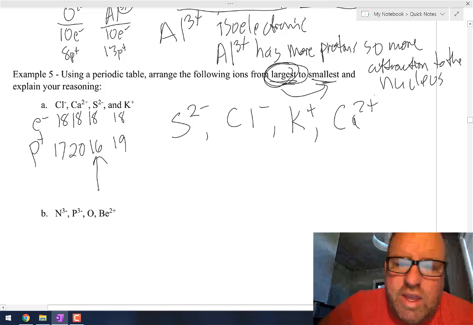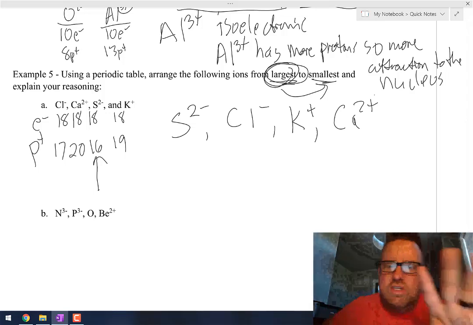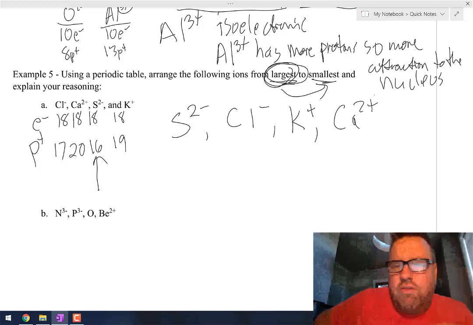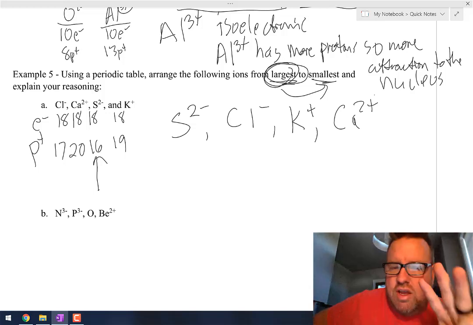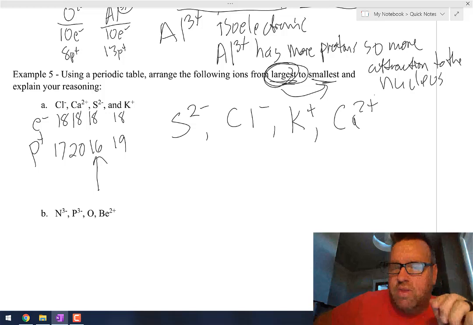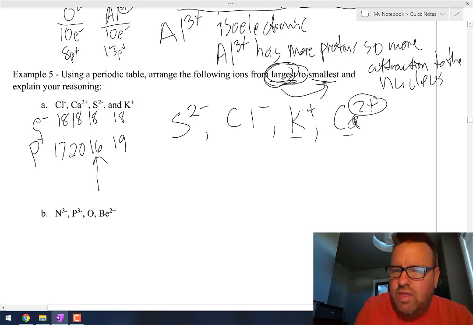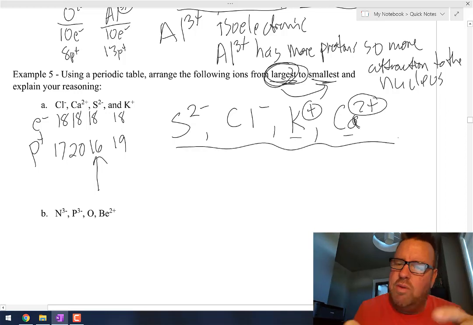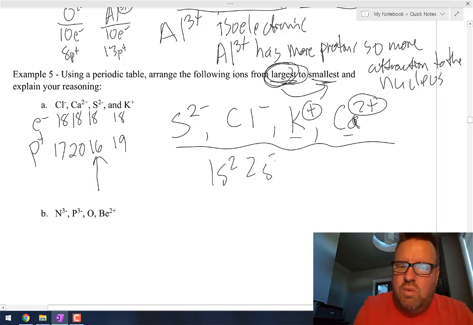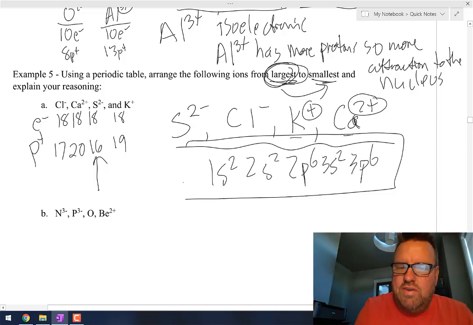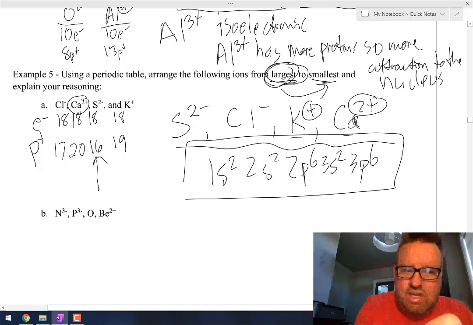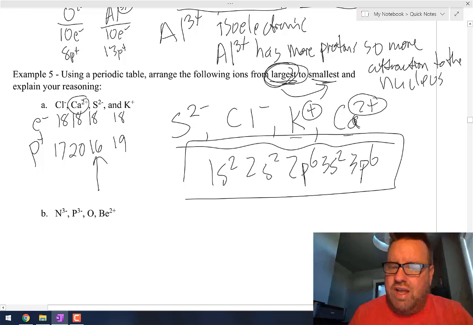Now, here's where you have to be really careful, because you think, well, wait a minute. Calcium has electrons in the 4s subshell, but sulfur and chlorine only have electrons in the third shell, the 3p subshell. How can calcium be smaller? Calcium did have electrons in the 4s subshell, and so did potassium, but guess what? They lost them. Remember, they're isoelectronic. Every single one of these has the exact same electron configuration now. You can't think of it as calcium. You have to think of it as calcium that's lost 2 electrons.